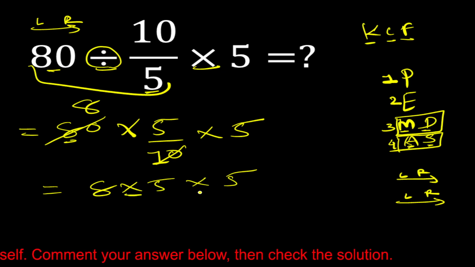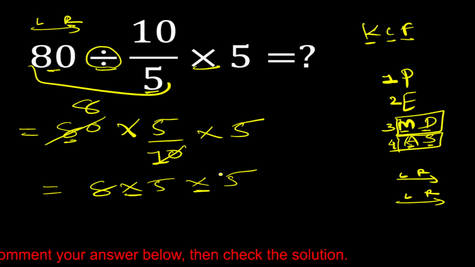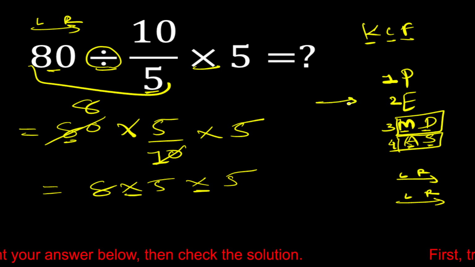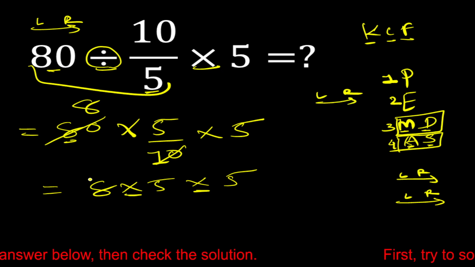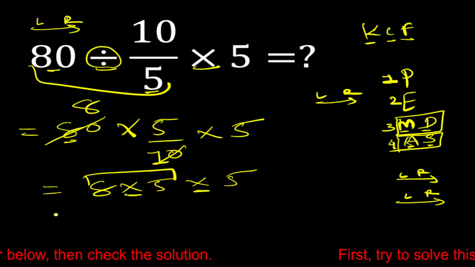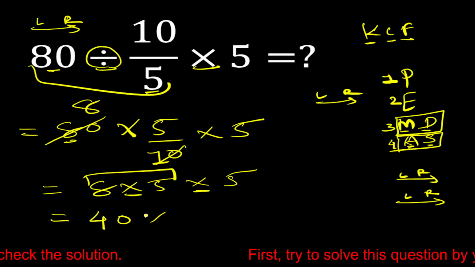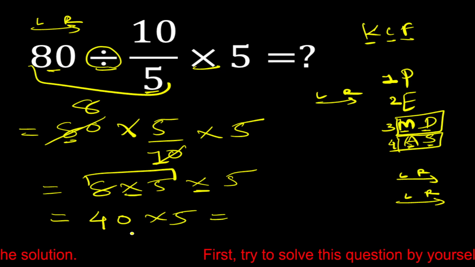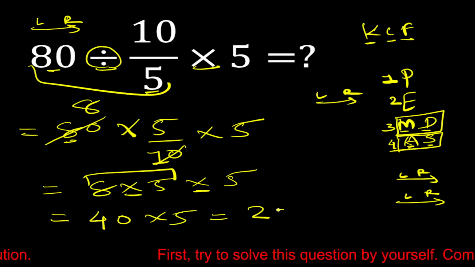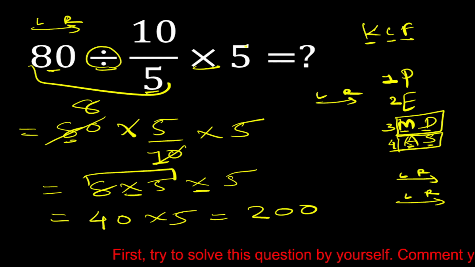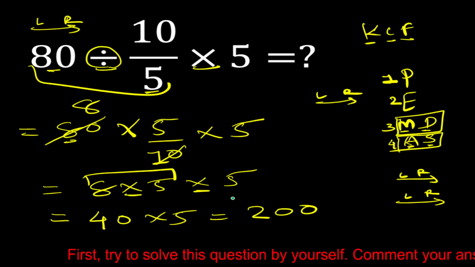Now here is multiplication, here is multiplication. Both have equal priority, so we have to solve it from left to right. So first we have to solve this part. So now 8 multiply 5 is equal to 40. Multiply 5. Now 40 multiply 5 is equal to 200. So the correct answer is 200.